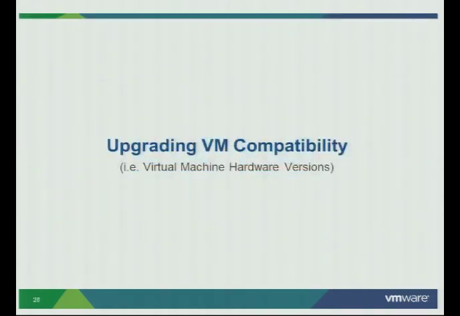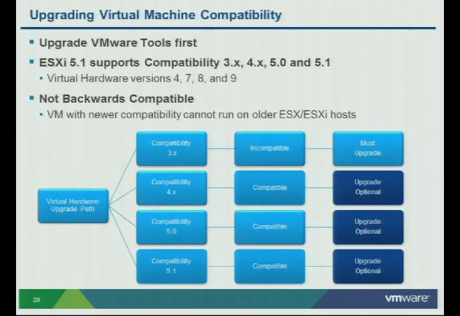Okay. So VM compatibility, aka virtual machine hardware version. It's a little bit different because with virtual hardware version, yes, we support the older versions, but it's not backwards compatible. So once you upgrade the virtual machine to the latest compatibility level, it can no longer run on the older host. So for that reason, when you're running in that mixed cluster state, you'll want to wait till all your hosts are running 5.1 before you start upgrading virtual hardware to version 9 or the compatibility to 5.1.